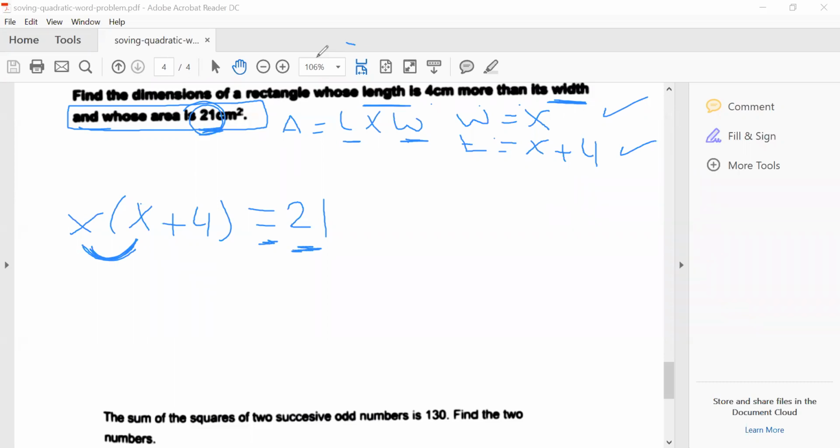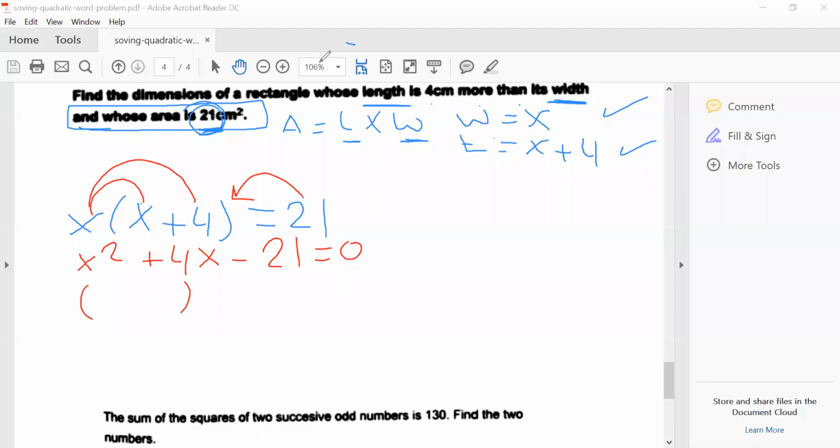Now complete it like the second exercise we did, distributing: x times x is x squared, x times 4 is 4x. Put 21 inside, negative 21 equals 0. I want to factorize. Two numbers whose product is 21 and whose difference is 4. What are these numbers? 7 and 3. This is negative, so the bigger one would have the same sign as the middle.